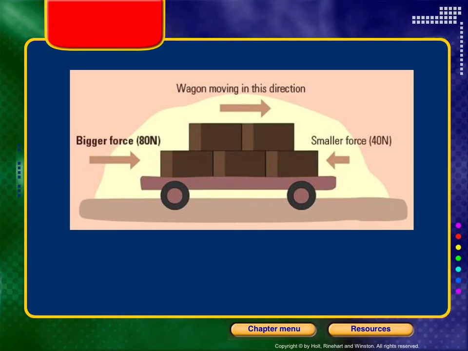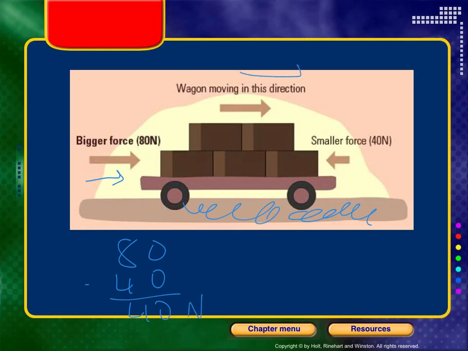All right, so another picture for you. Here's an unbalanced force. In this example, you've got a cart. There's a bigger force pushing in this direction with 80 newtons, and a smaller force. That might be friction in this case. Maybe there's rough stuff on the ground which is opposing this cart, pushing in the other direction. So what is the net force here? Well, it's pretty easy to see. I've got 80, I've got 40. I'm going to subtract 40 from 80. So the net force is 40 newtons to the right.